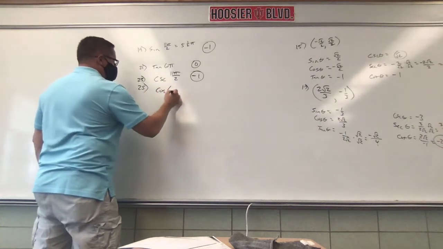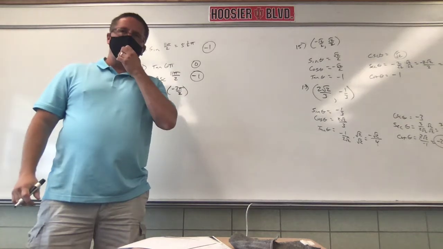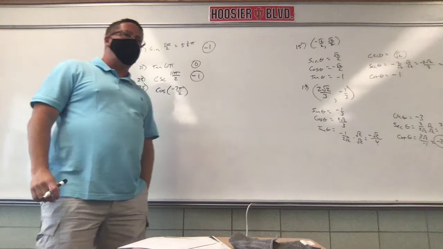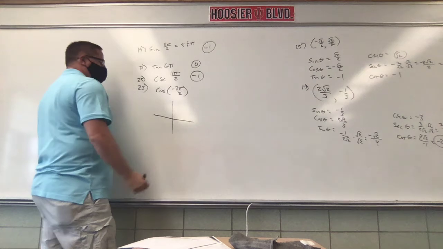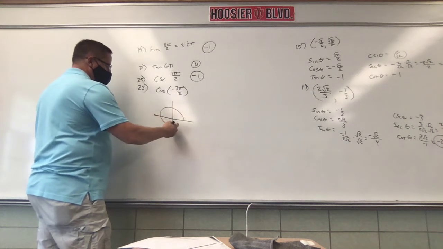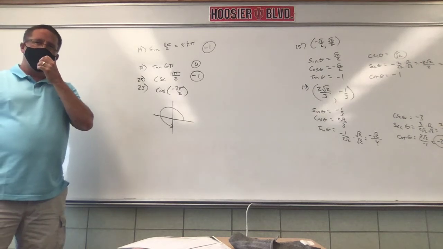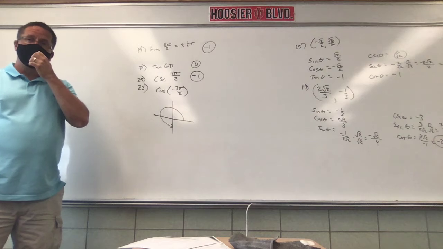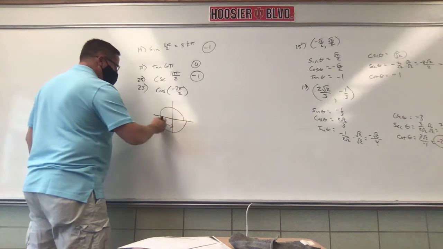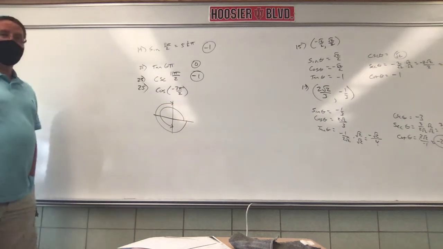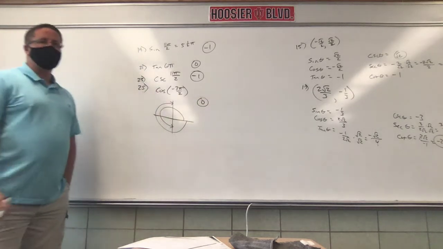Cosine of -3 pi over 2. You can use your unit circle on this, even though you don't see -3 pi over 2 written anywhere on your unit circle. What you need to understand is 3 pi over 2 is that far. So describe -3 pi over 2. Same distance, opposite way. So instead of going 3/4 of the way around this way, you go 3/4 of the way around that way. And the cosine is the x value, which is 0.